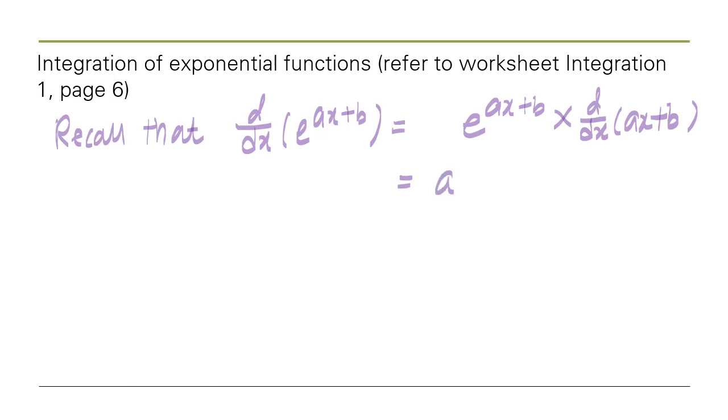So the expression you get will be a times e to the power of ax plus b, where a is not equal to 0. Okay, so we're going to do a reverse action and see what happens. To do a reverse action, we just have to add the integration sign.